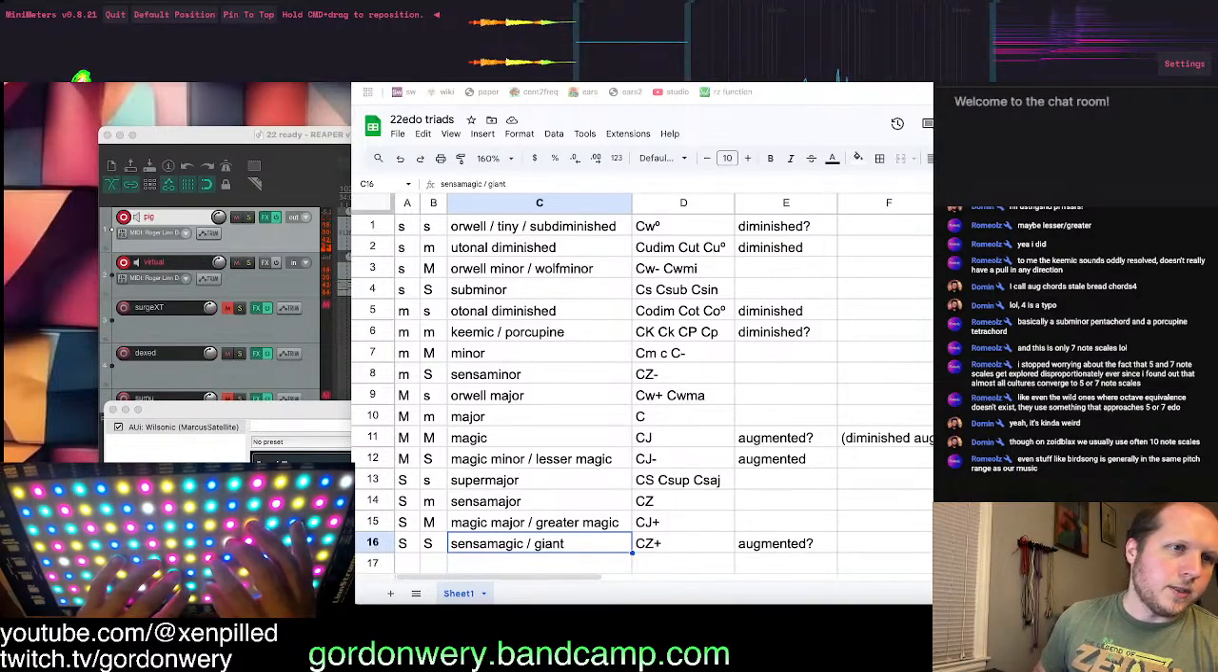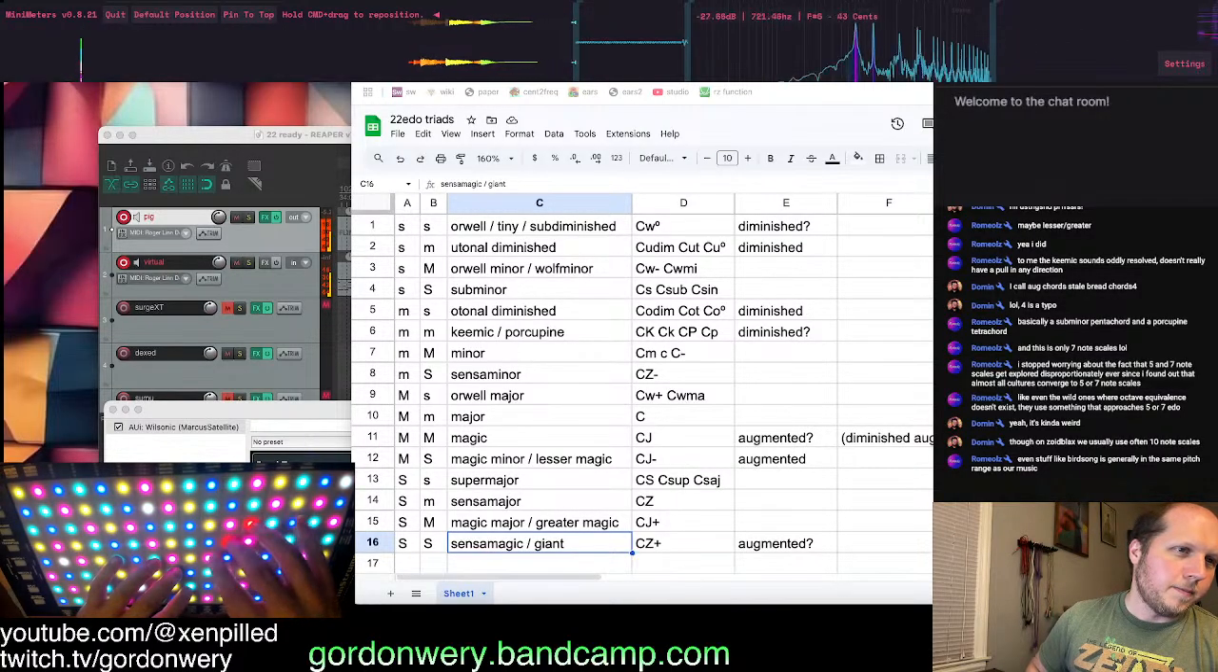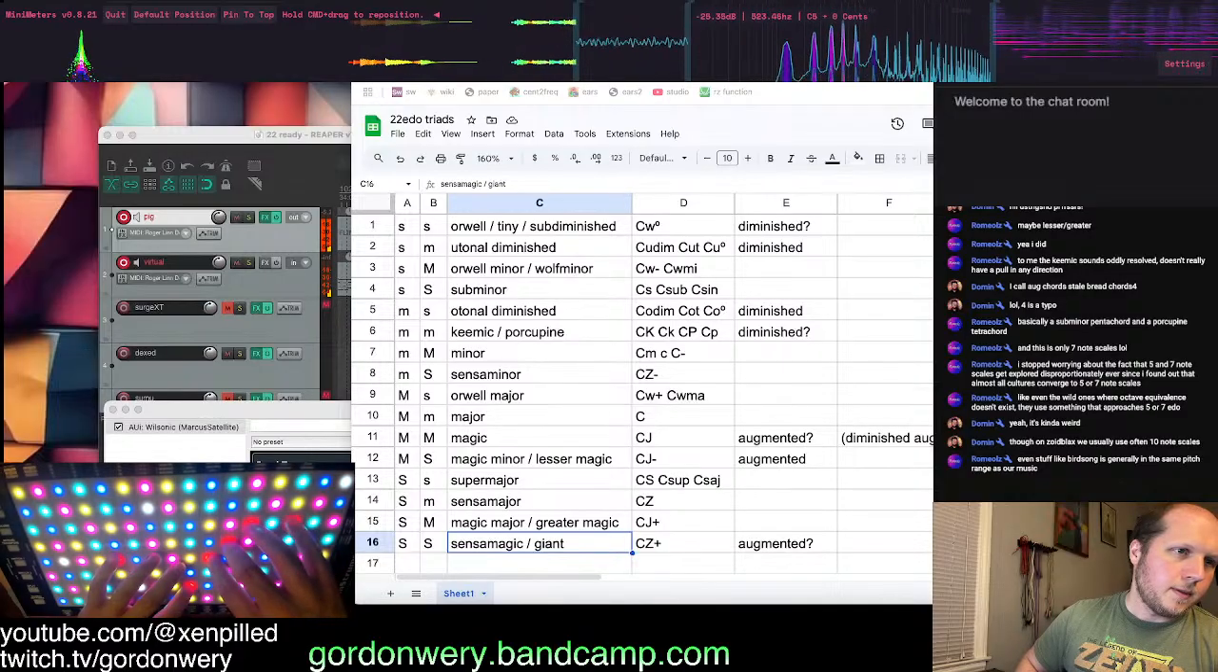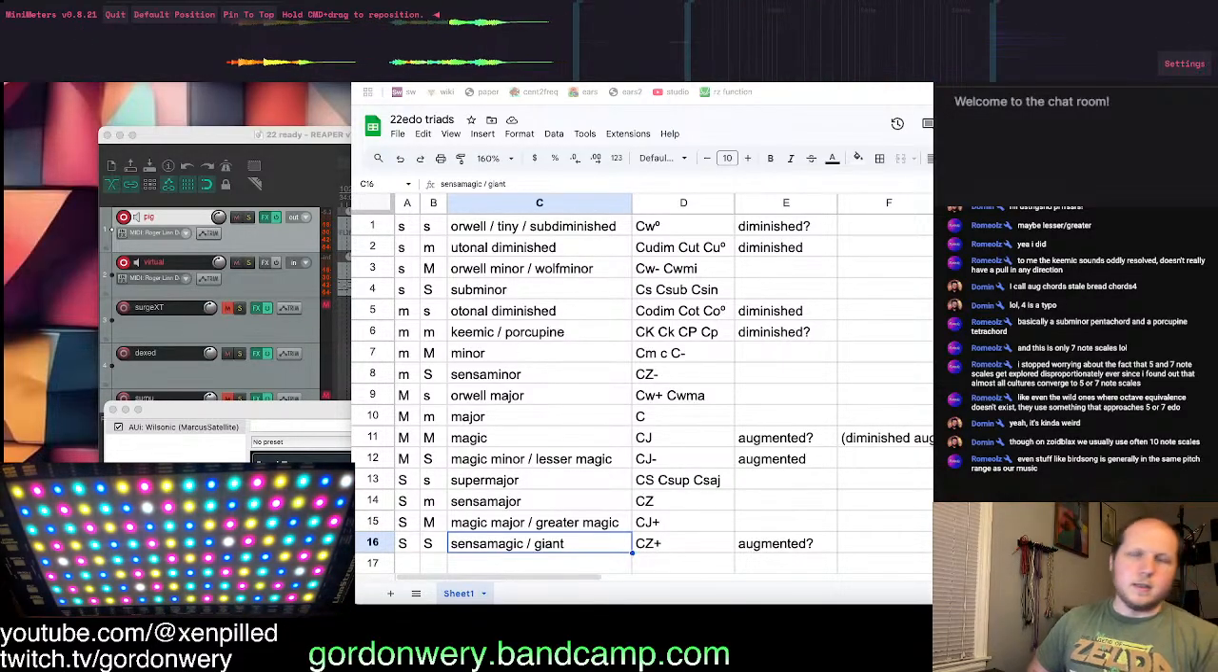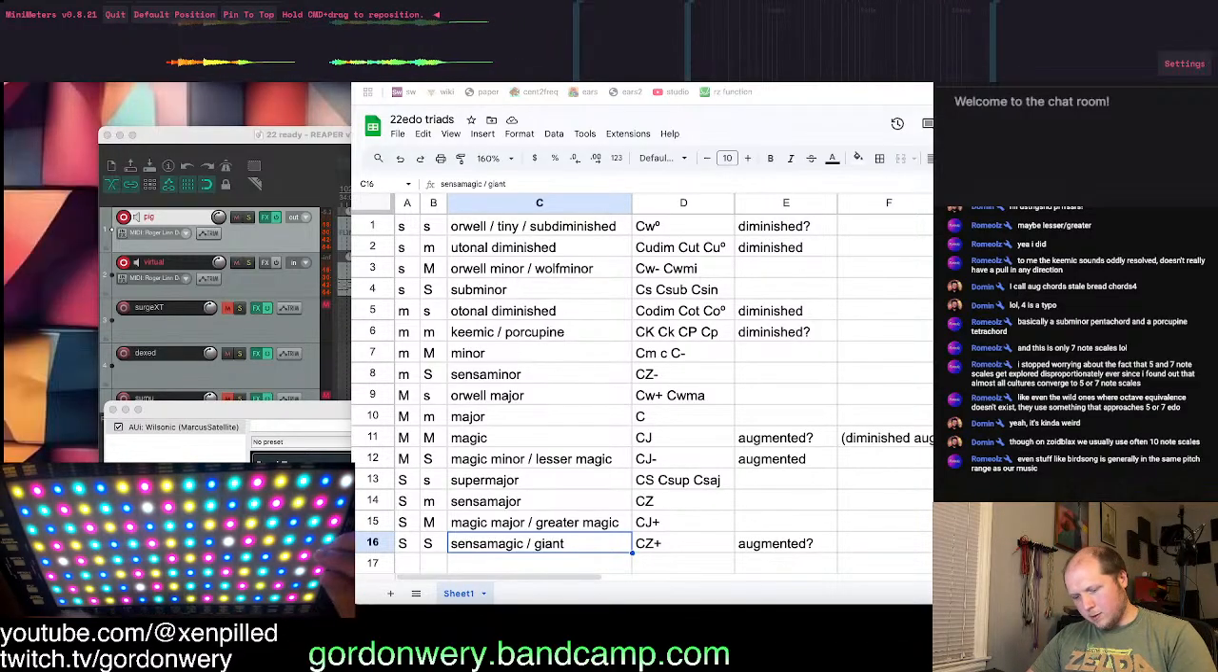Even on Zoid blocks, we usually use 10-note scales. Oh, damn. Bird song is generally in the same pitch range as their music. Oh, that's interesting.